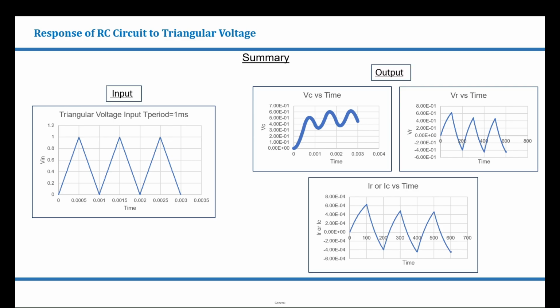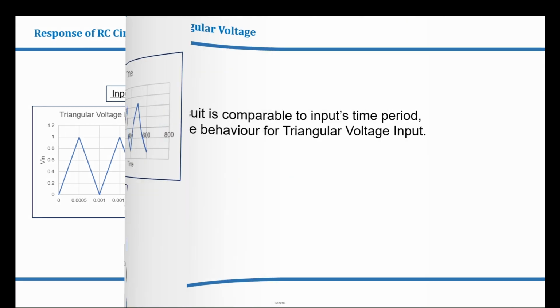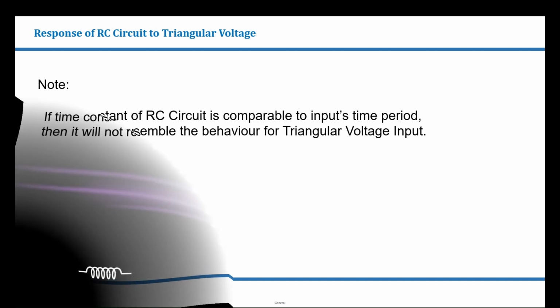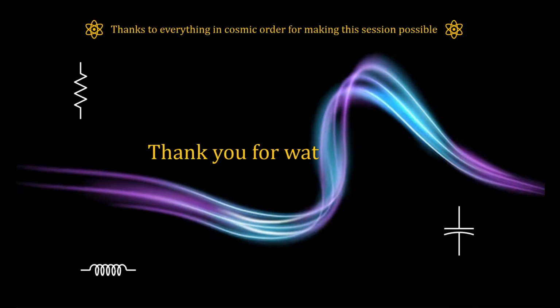Here is the summary. We can see how the input voltage has transformed across the capacitor and the resistor. If the time constant of RC circuit is comparable to input's time period, then it will not resemble the behavior for triangular voltage input. Thank you for watching this video.